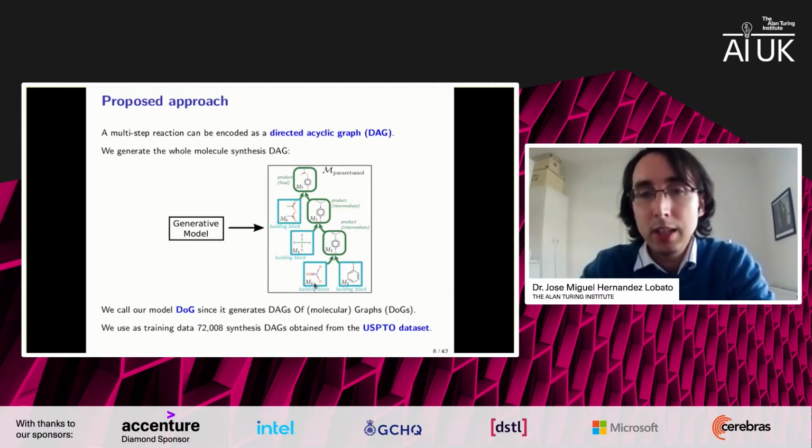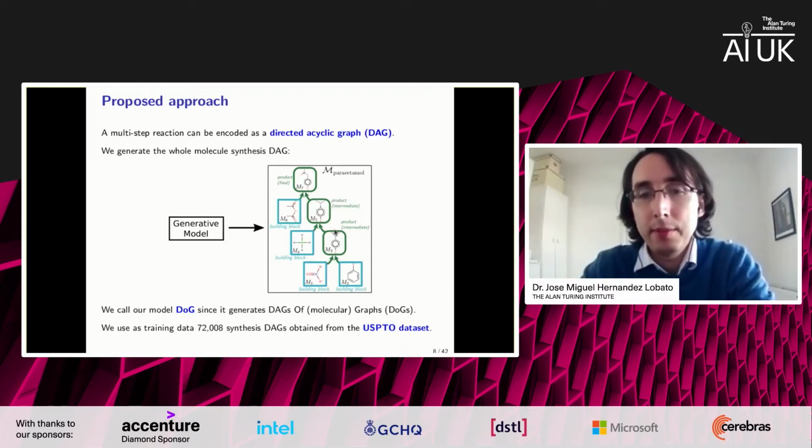And this is illustrated in this example for the molecule of paracetamol, which appears here in this final product node, which is the output of our generative model. Our model is going to generate this synthesis graph. It consists of some initial building blocks shown in light blue. These are then combined to obtain some intermediate nodes and a final product node.